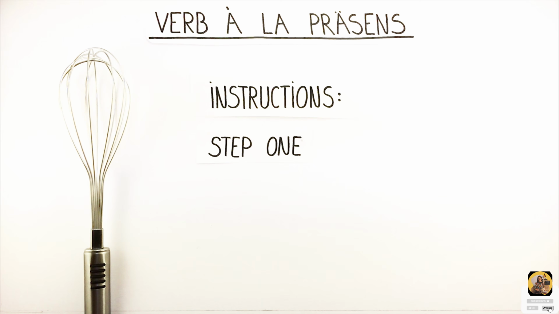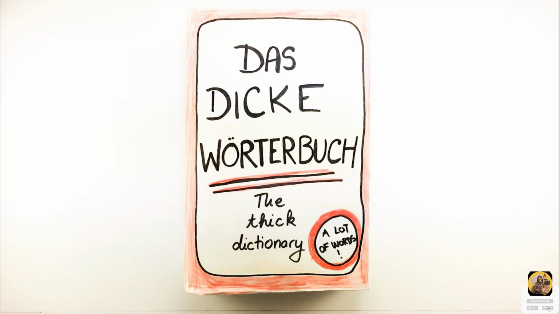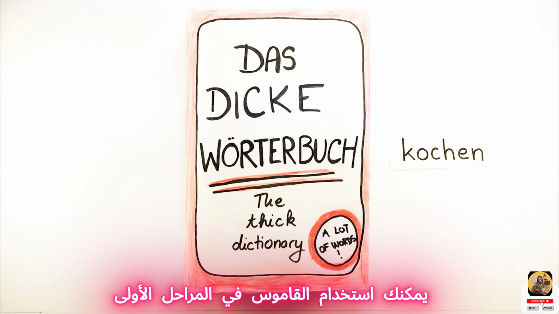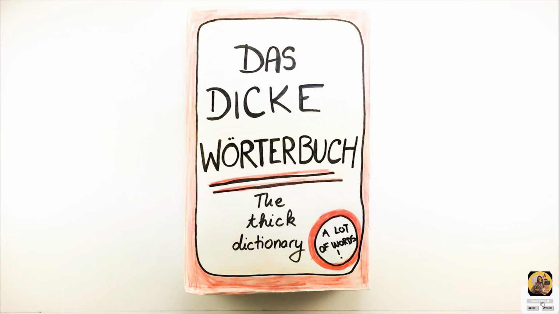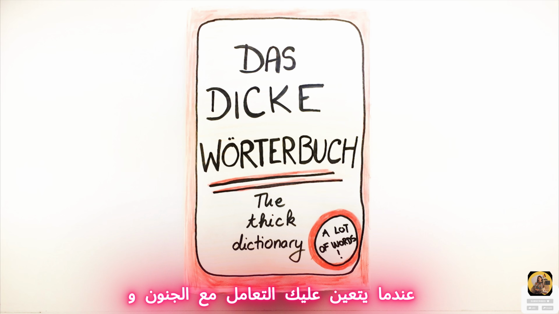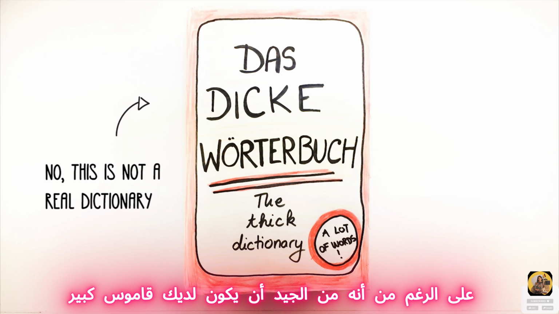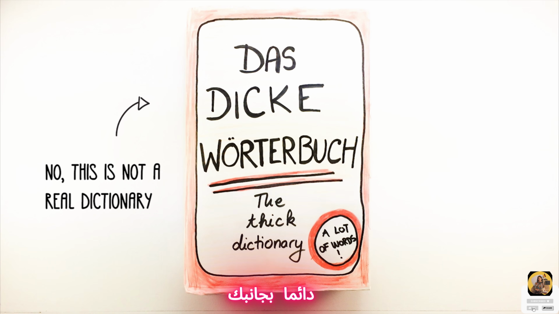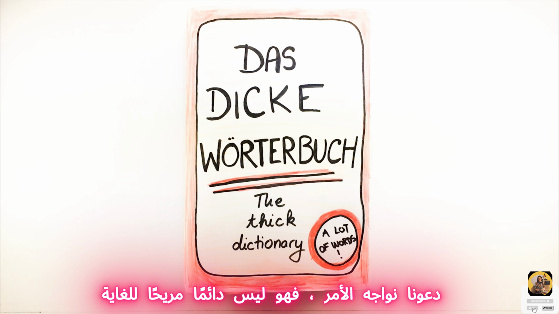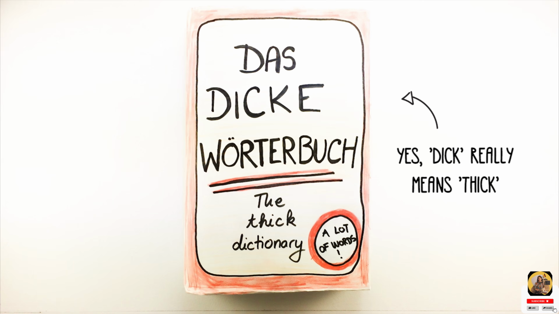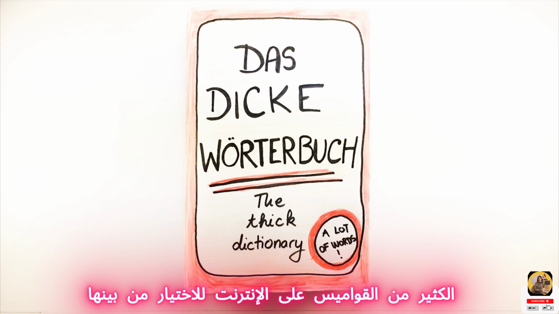Step 1. Take the big dictionary and pick a fresh verb. You can use the dictionary in the beginning stages if you still don't know all the verbs that you might want to use, or at more advanced stages when you will have to deal with crazy and irregular verbs. Although it's nice to have a big dictionary always by your side, and we all know how nice books smell, let's face it, it's not always very convenient. That's why there are luckily a lot of online dictionaries out there to choose from.